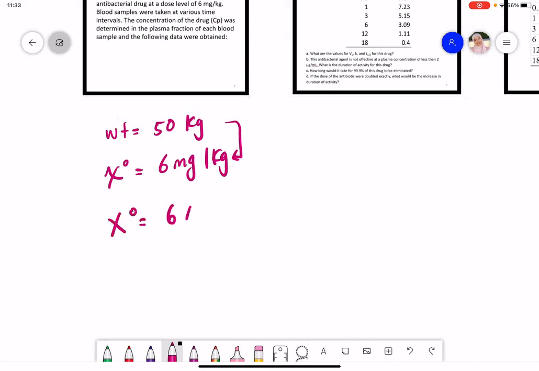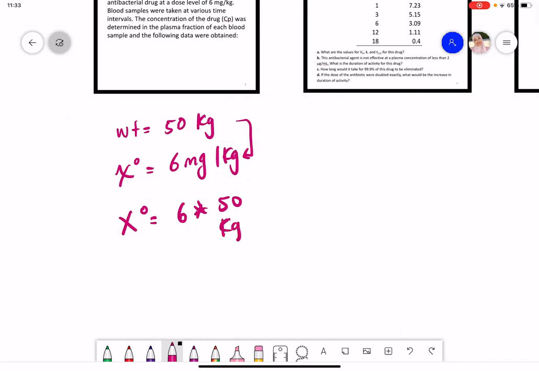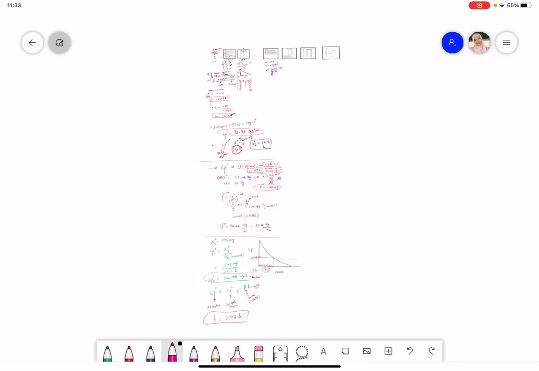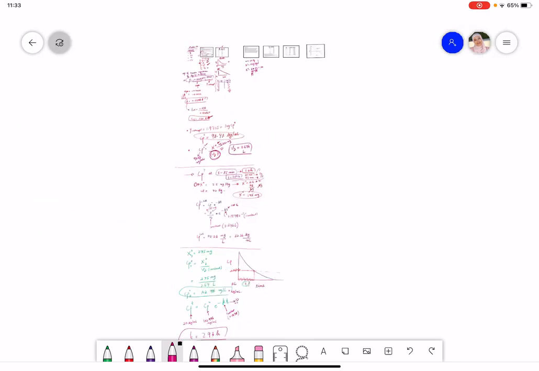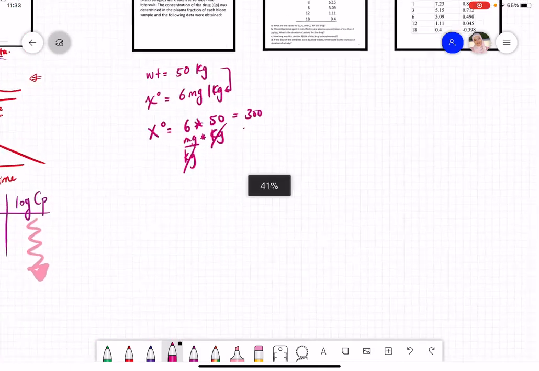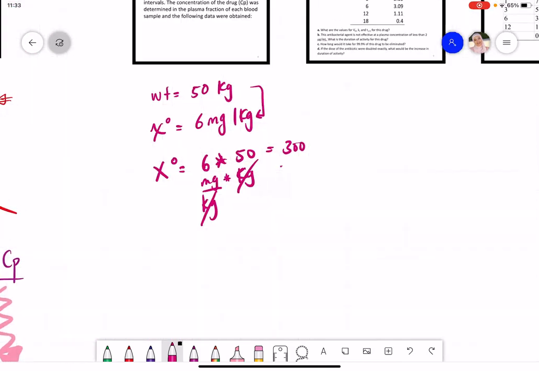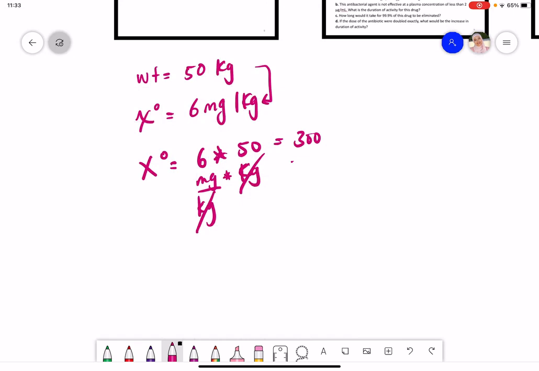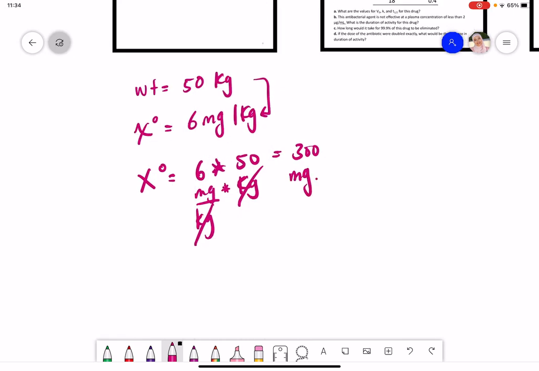So this will be 6 multiplied by 50, as this is kg and this is milligram per kg. My hand keeps touching the panel. That's why we keep minimizing and maximizing this, in the unit of milligram, okay, according to this.